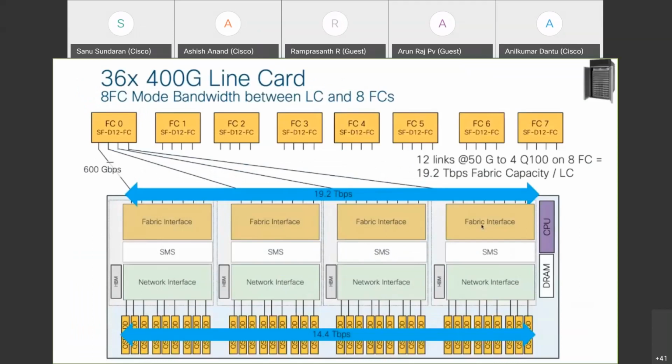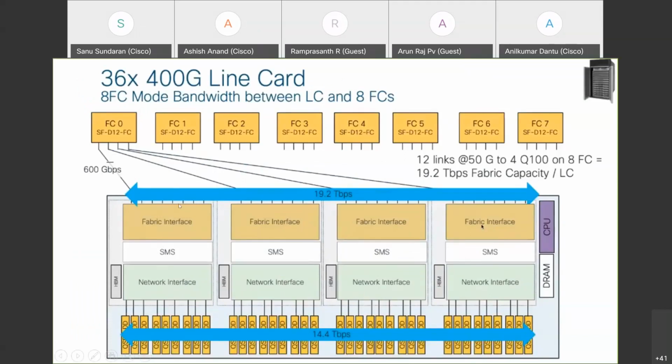So now this was the point I was talking about with regard to the bandwidth. Okay. So we have a 36 into 400 gig line card, right? This line card has 4 NPUs, so it has 4 ASICs on it. Total 36 into 400 gig, if you multiply, comes to around 14.4 Tbps. So on the network side, you can send 14.4 Tbps.